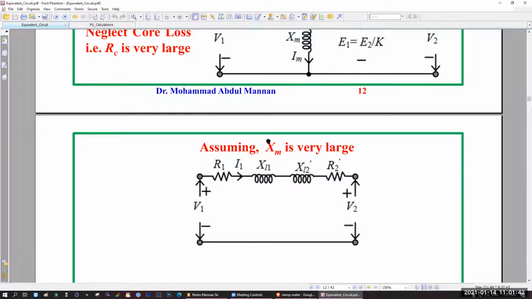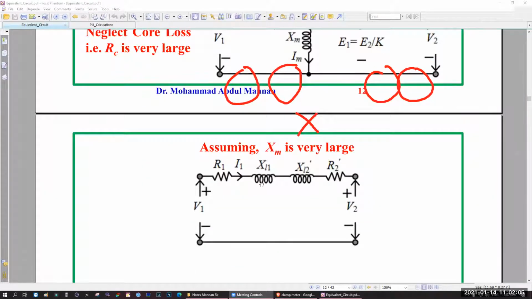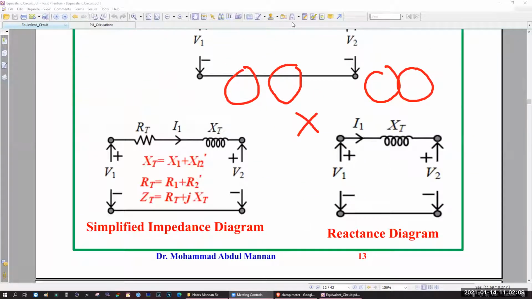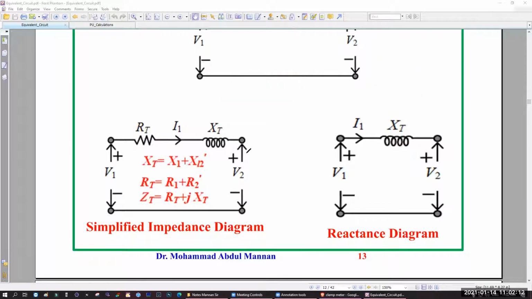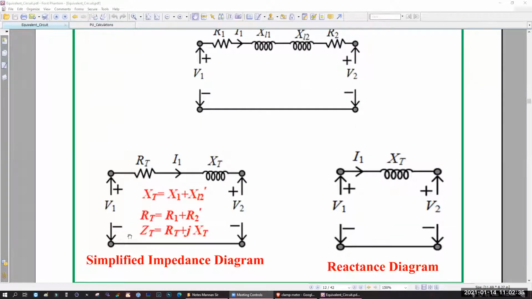Then the reactance diagram. Assuming XM is also very large, this will be an open circuit. Now what do we have? XL1, XL2, R1, R2, only these four. Finally, you have RT, which is R1 and R2 added, and XT, which is XL1 and XL2 added. These two will be added and become XT, and these two will be added and become RT. So this is your simplified impedance diagram.